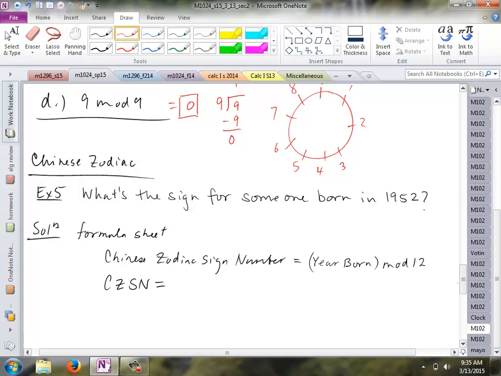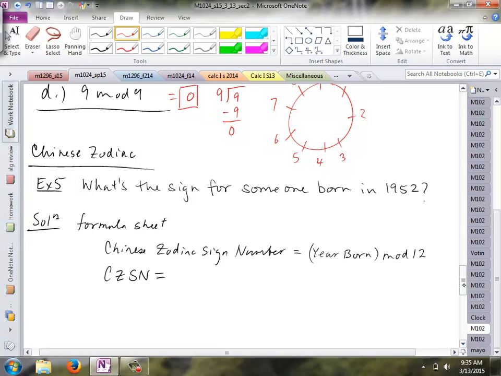So let's do this for someone born in 1952, and then I'll have you figure out your Chinese zodiac sign. And I have a book that I'll pass around that you can look up the meaning. So, and then we're done for today. Okay, anyway, let's not get ahead of ourselves. Let's actually do this. You were born in 1952.